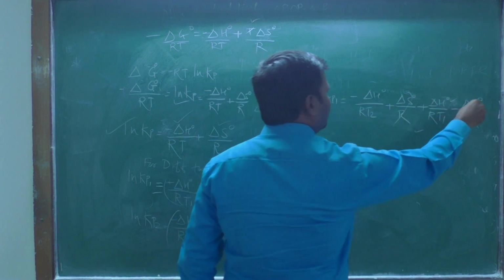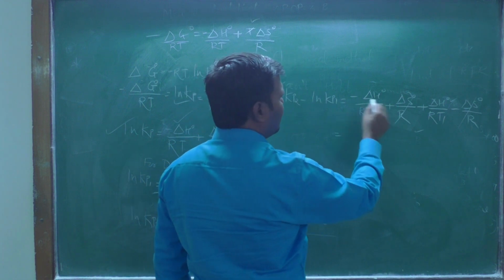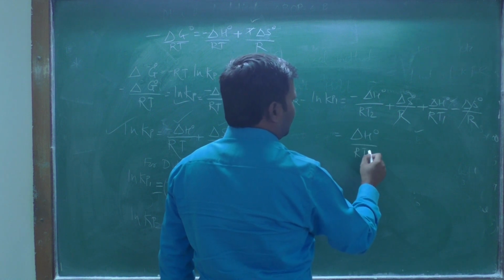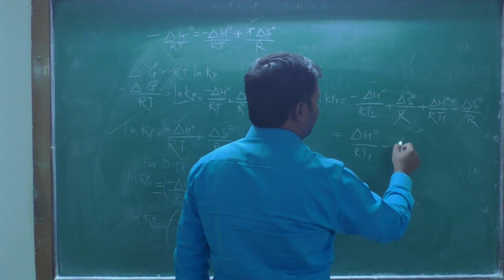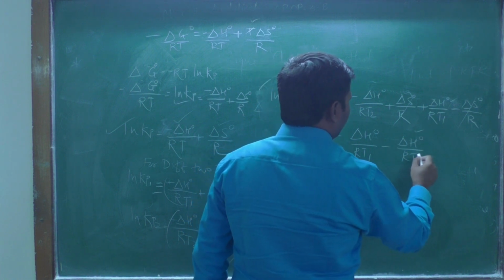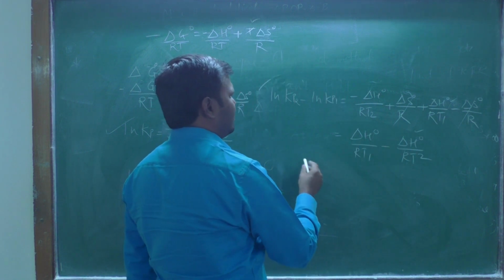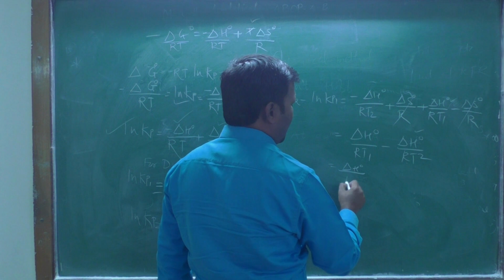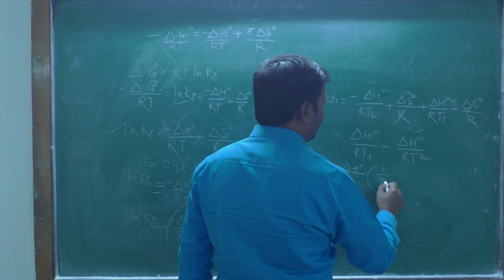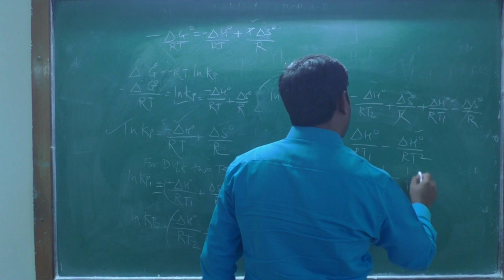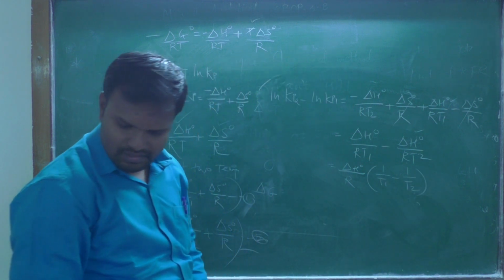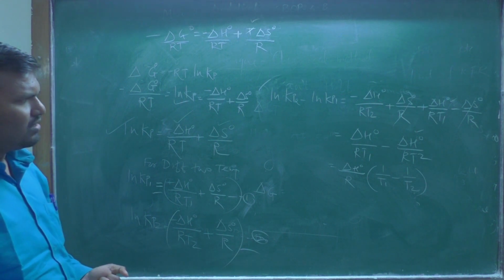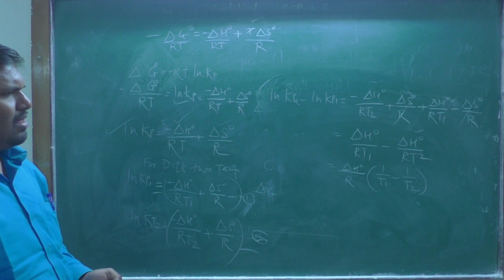The positive and negative delta S terms cancel. Therefore, delta H naught upon RT1 and delta H naught upon RT2 remain, and the common terms delta H naught upon R can be taken out in brackets. Now we obtain ln Kp2 minus ln Kp1 equals delta H naught upon R times the bracket 1 upon T1 minus 1 upon T2.